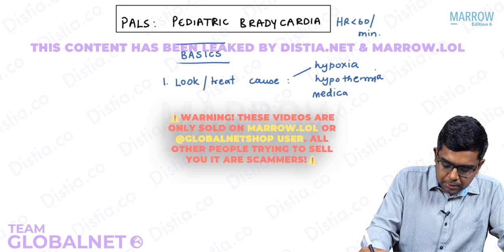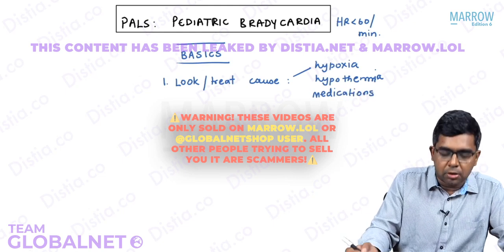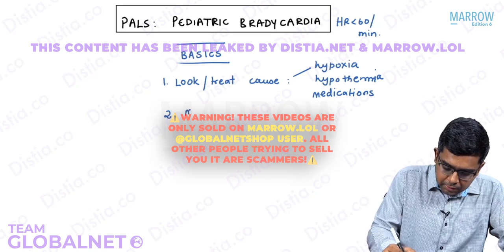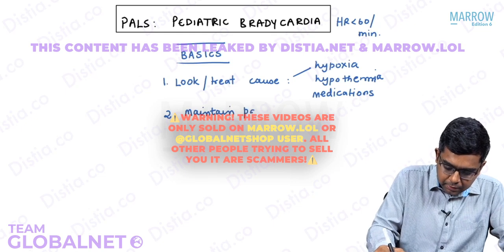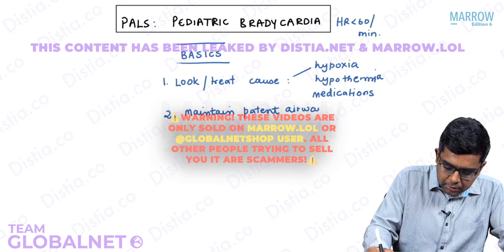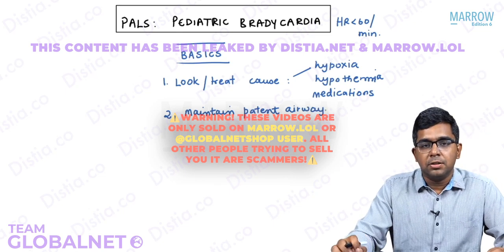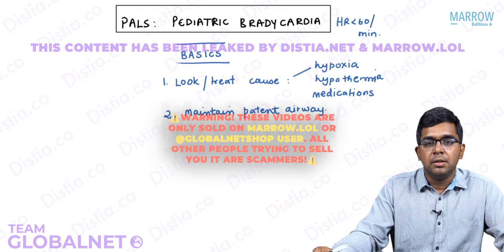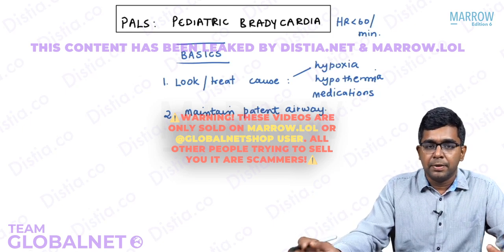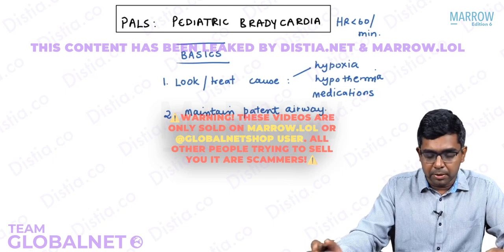If any of this is present, you have to treat accordingly. Second thing, you have to maintain the airway. Maintain a patent airway. Very, very important. If the child is stable, make the child assume a comfortable position where he or she can maintain the airway. Or if the child is unstable, you have to secure an alternative airway. These are the things which should always be remembered.